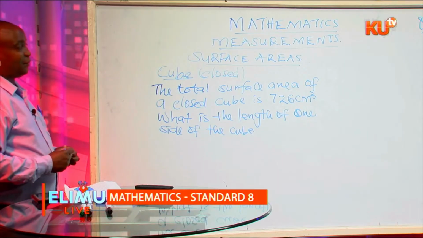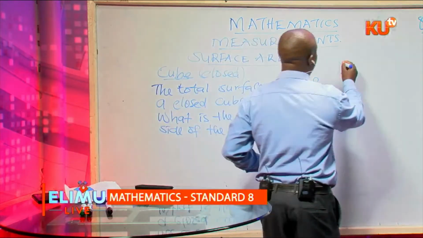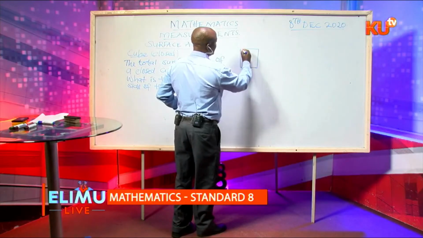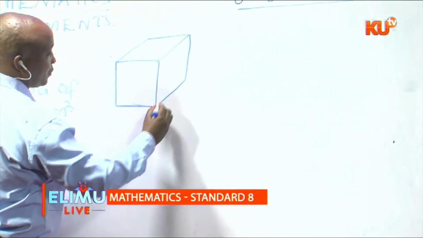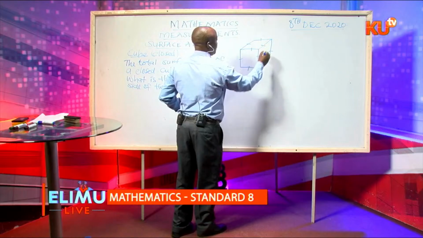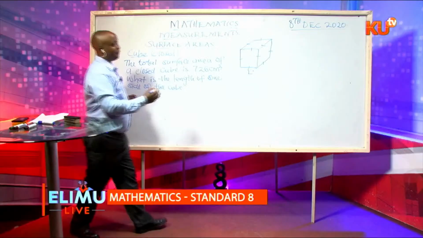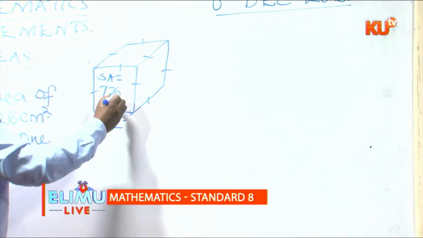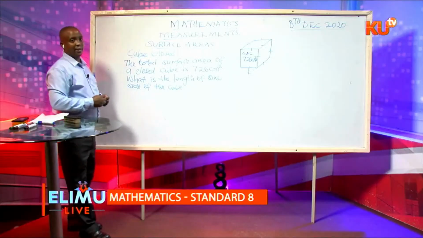So as I said first, you have to know how to work out the total surface area of a closed cube. So I'm going to draw a cube here, and in this case it is closed. So I have a cube. We don't know the length, and we are looking for it. And we have the surface area. So we are going to write surface area is equal to 726 centimeters squared. So we are working out the length.